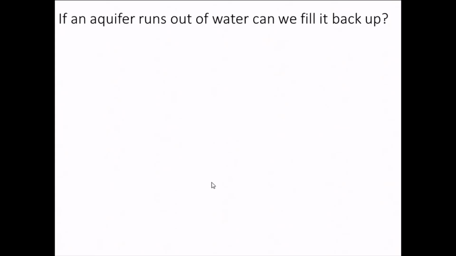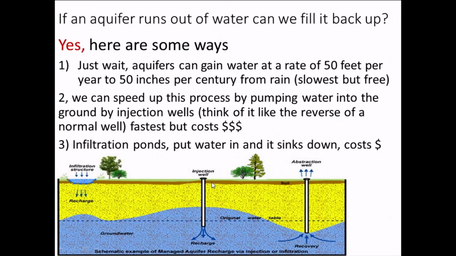If an aquifer runs out of water, can we fill it back up? The answer is yes. Here are a couple different ways. The simplest and cheapest way is literally to just wait for it to rain and to stop pumping water out of the ground. So option number one, at a rate of about 50 feet per year, down to about 50 inches per century, so you can see it's a wide margin depending on precipitation, aquifers will refill themselves. However, it is usually on such a long time scale that it is not feasible for humans.